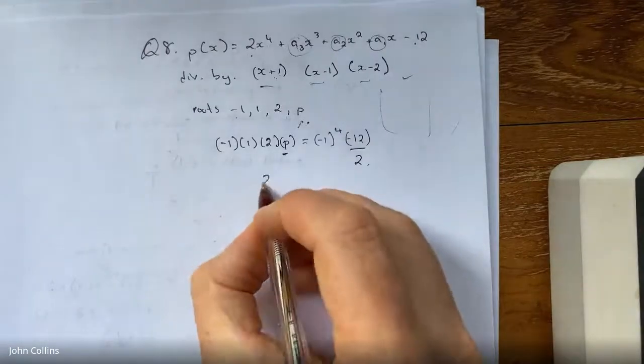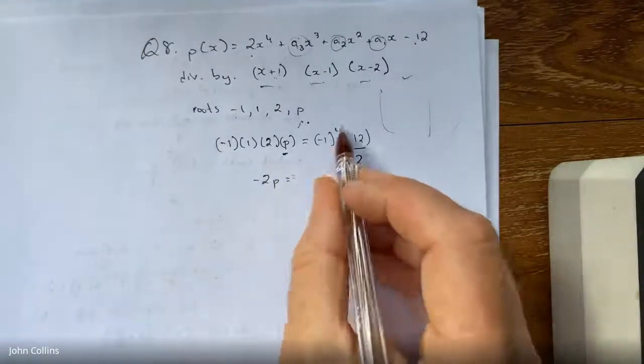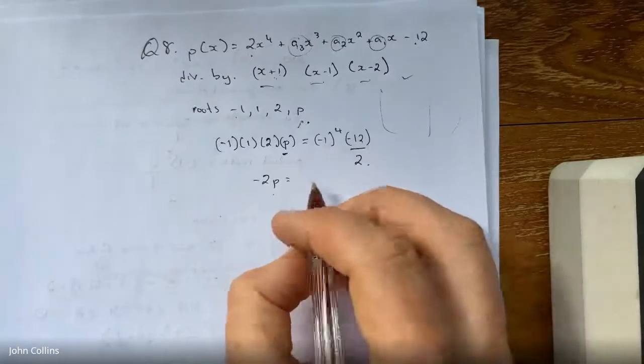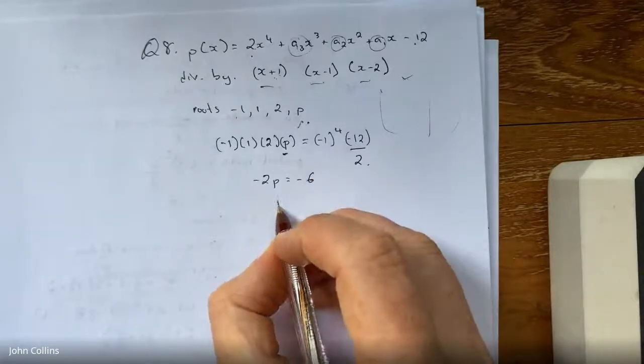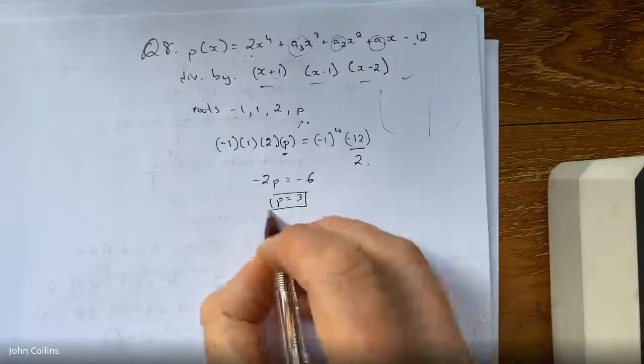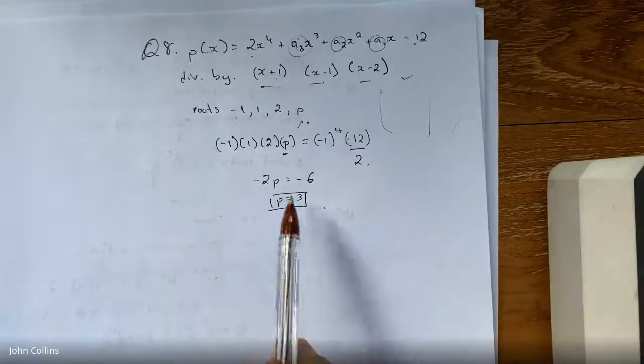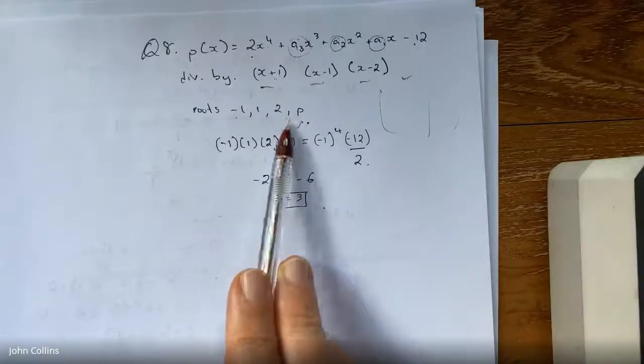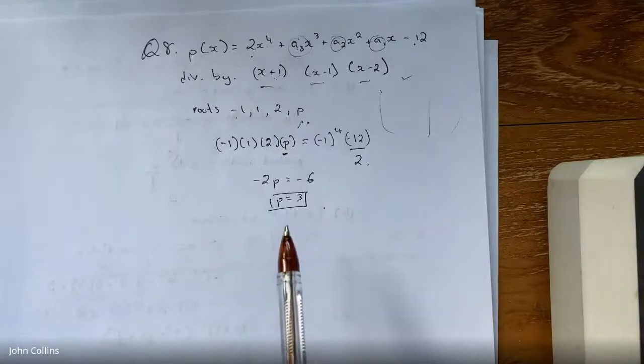That's going to be minus 2p on this side. That's going to be a positive, so that's going to be minus 6. So what's p then? 3. Great. That's not the answer though, but that is my final root. So once I have all roots, I can just multiply it out.